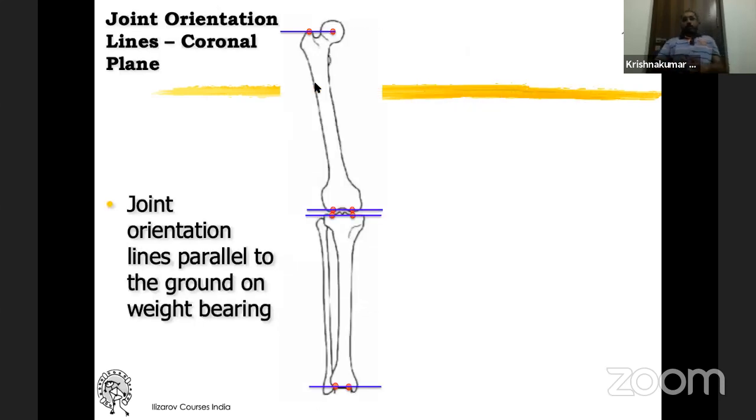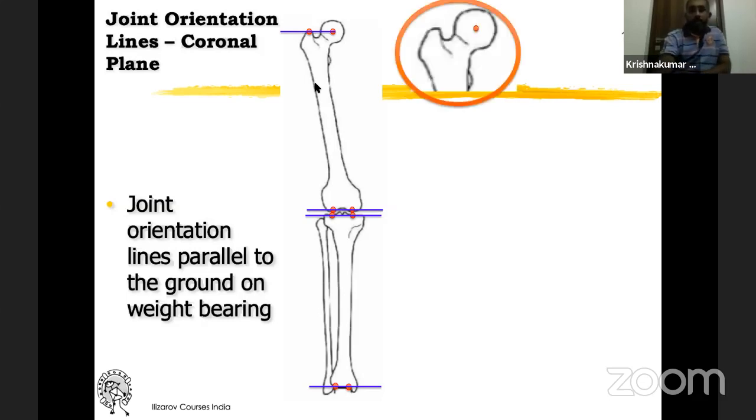When you're talking in terms of joint orientation lines, you have three joints: hip, knee, and ankle. The basic principle is that when a patient is weight bearing, your limb goes into a little bit of adduction when you're walking. And when you're adducting, the hip, knee, and ankle joint orientation lines should come parallel to the ground. It's only when they come parallel to the ground that you say the orientation is normal. The hip joint orientation line is from the center of the head to the tip of the trochanter.